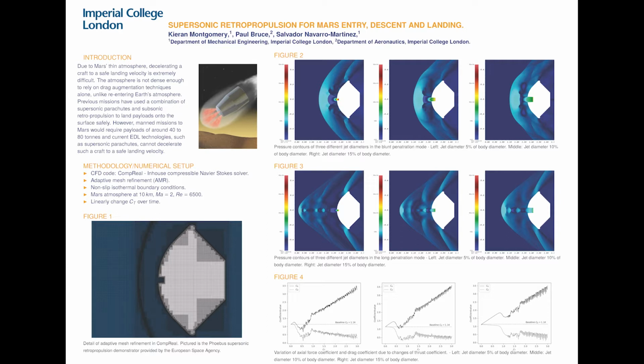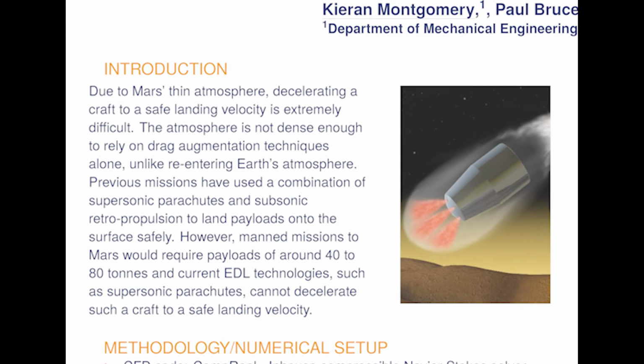I work with Paul Bruce and Salvador Navarro Martinez and we are looking into supersonic retro-propulsion for Mars entry, descent and landing. If we want to land people on Mars, estimates show that we need to put over 40 tons of equipment on the surface. This is far beyond the limits of supersonic parachutes, and so we need to turn to supersonic retro-propulsion.